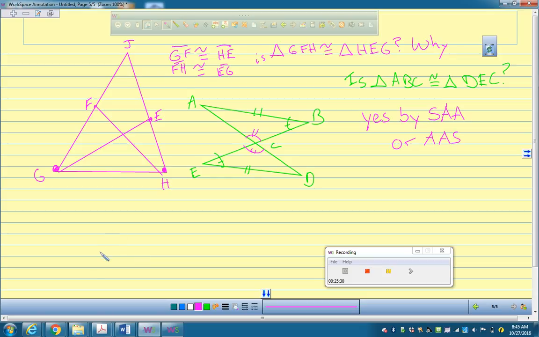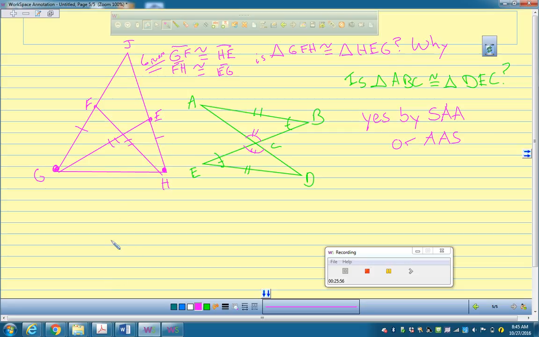Here we have some overlapping triangles. Who can tell me if this triangle here is congruent to this triangle here? You're given that this piece is congruent to this piece, and this whole segment is congruent to this whole segment here, right? So you're given these pieces are congruent. And I want to know, is this triangle congruent to this triangle? Why, Trevor?